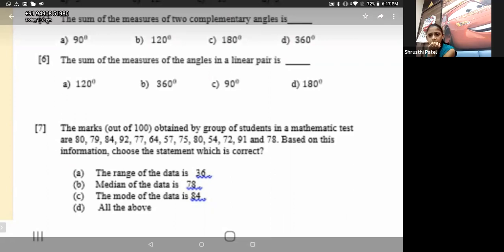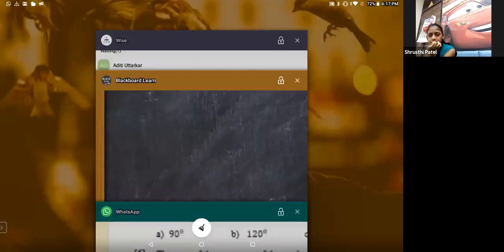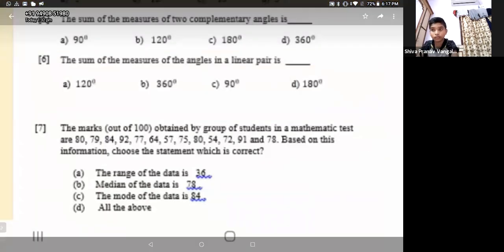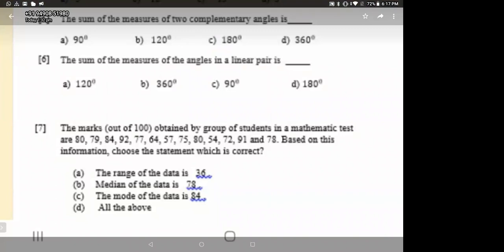Children, are you there? Ma'am, we are there. Okay, please. Mode is nothing but the most frequently repeated observation. Put it in the chat box, children, so that.